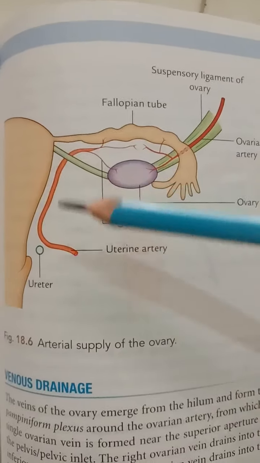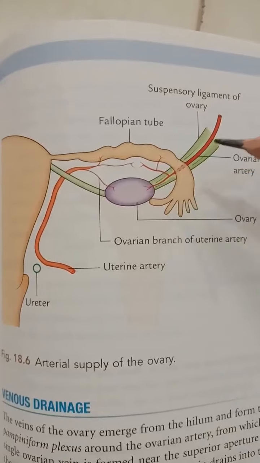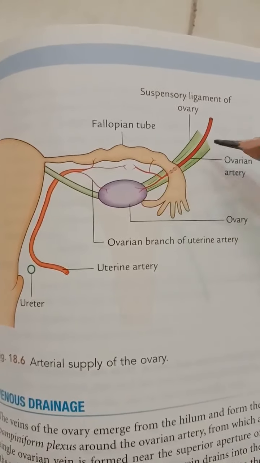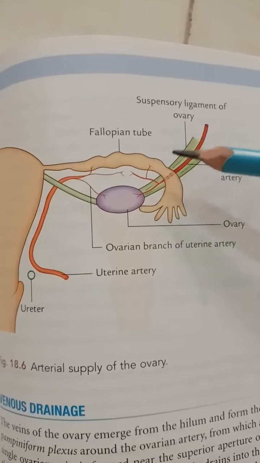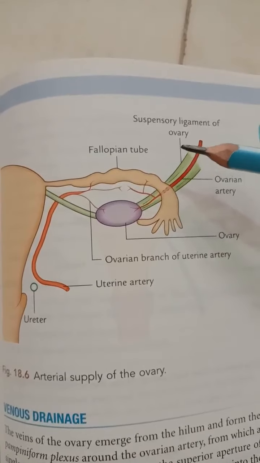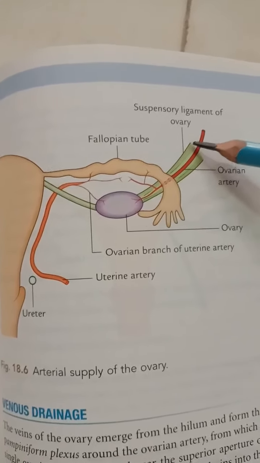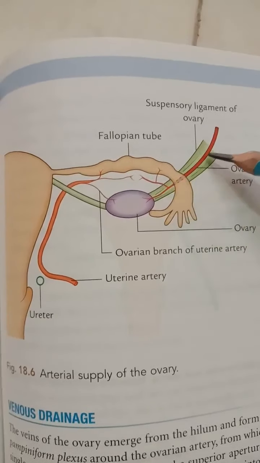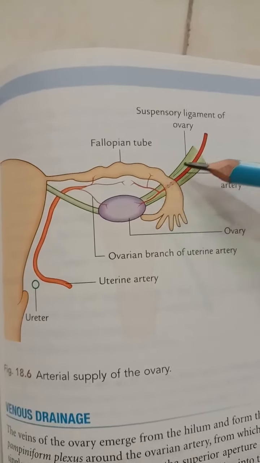Then the arterial supply of the ovary. So the ovary is mainly supplied by the ovarian artery. So here you can see, which arises from the aorta at the level of the L1 vertebra, and it reaches the ovary after passing through the suspensory ligament. So here in green color you can see that is the suspensory ligament.